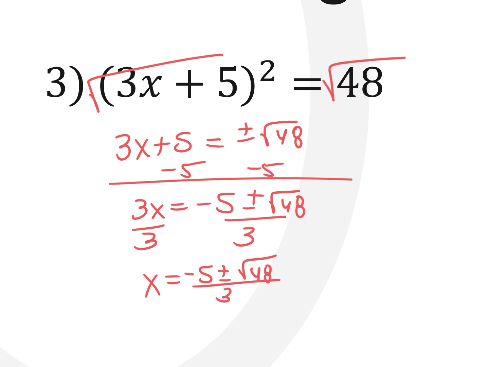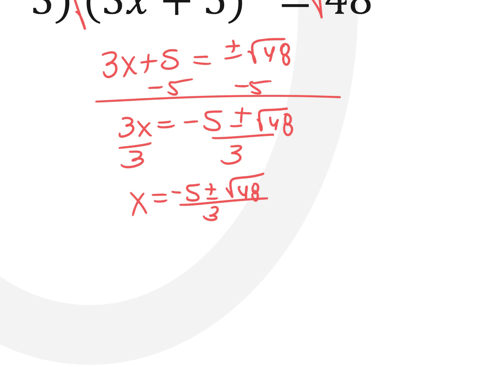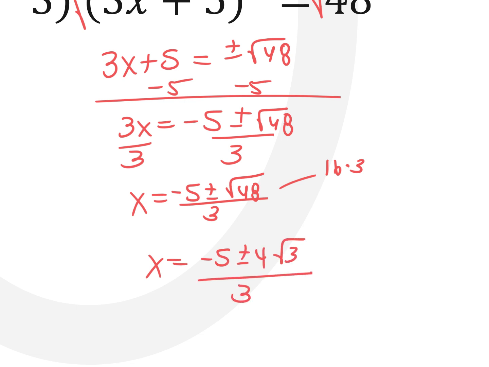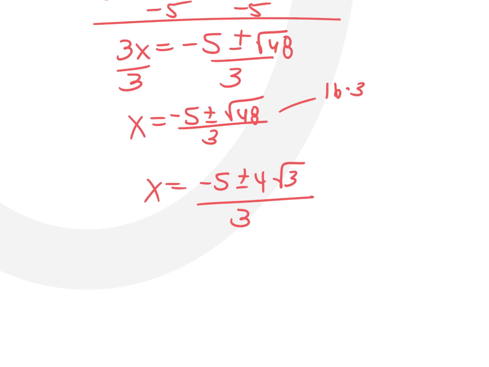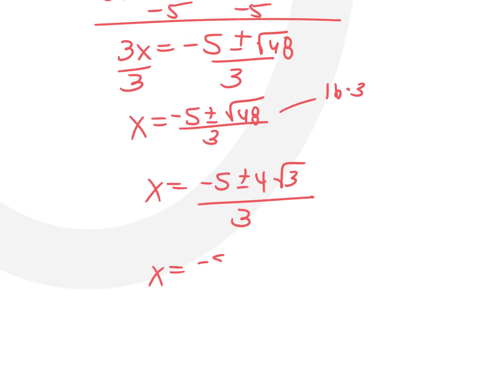Is that complete? No. What can I do with 48? 16 times 3, right? So this is x equals negative 5 plus or minus 4 square roots of 3 over 3. Can you write it separated? Absolutely. If you want to, you can say negative 5 over 3 plus minus 4 root 3 over 3. Same thing. You don't have to, though. There's nothing to simplify, so either way, I'll write an or here, whatever you want to do. Questions? Yep.